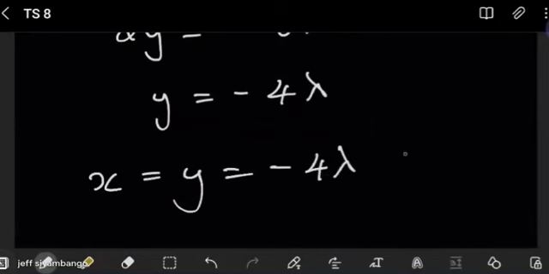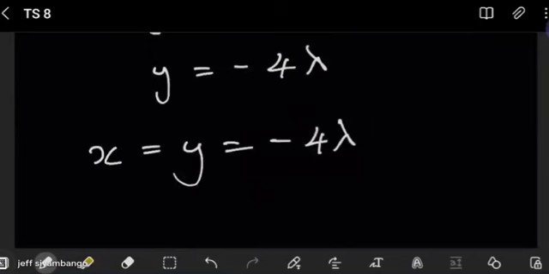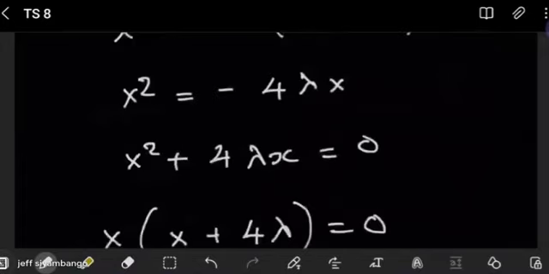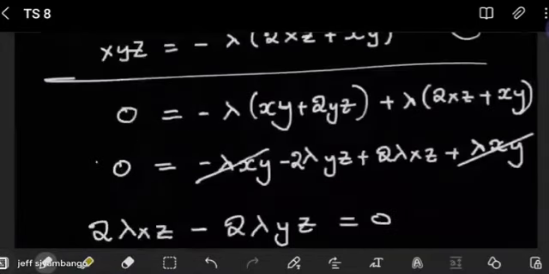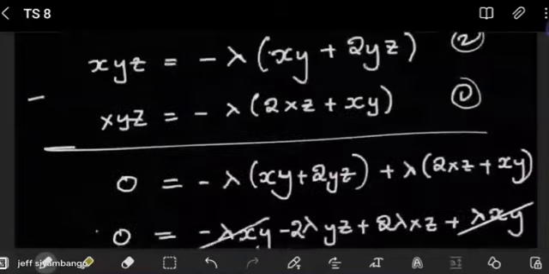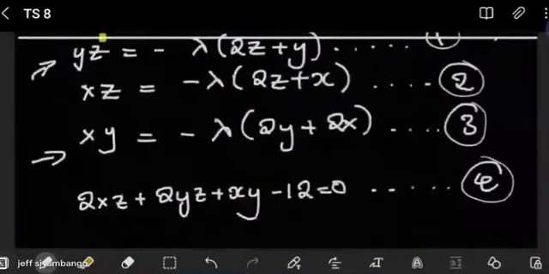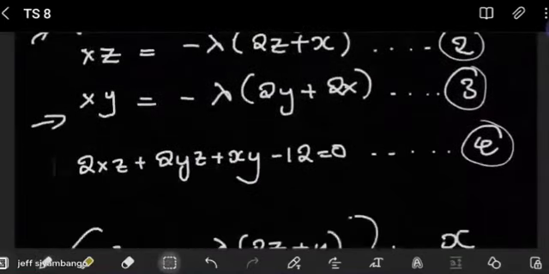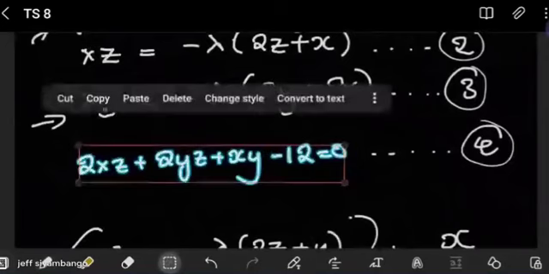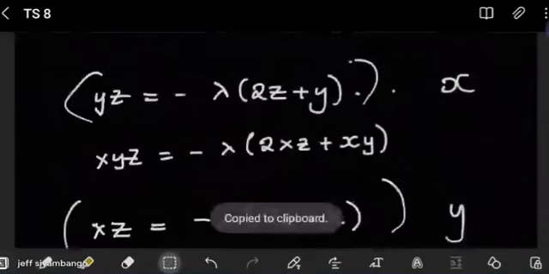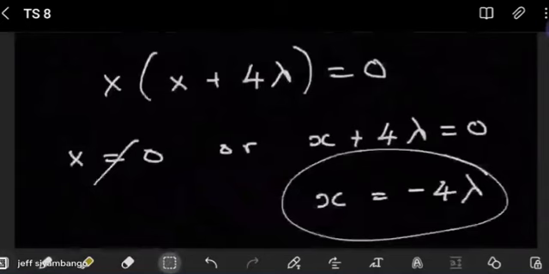So this is what x and y are. x is minus 4 lambda, y is minus 4 lambda as well. z came out as minus 2 lambda. Now, to find anything, we're going to turn to the fourth equation because it's the only one we haven't messed around with. Where is the fourth equation, which is this? We're going to substitute what x, y, and z are so that we get what lambda is. So go to equation 4.